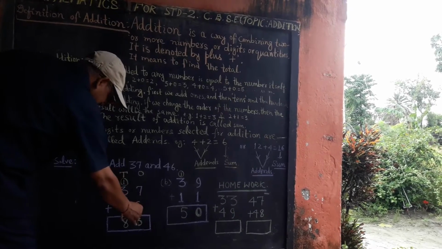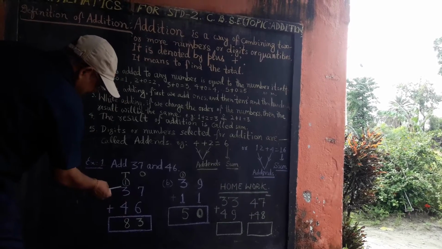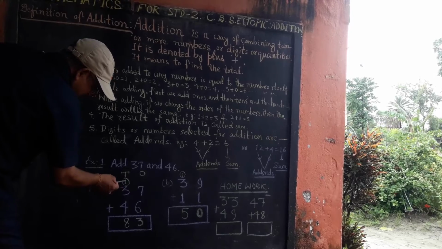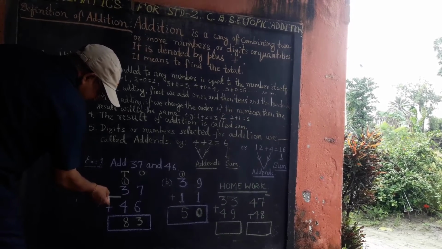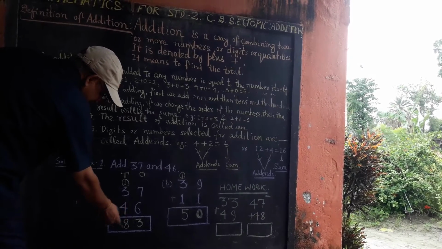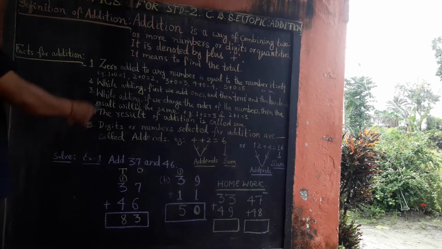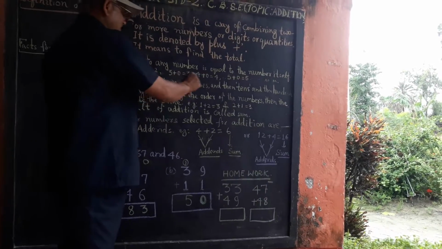7 + 6 = 13. 3 is here and carry 1. Then this carried number has been inserted to remember it well. Then 1 + 3, 4 + 4, 8. So the result or sum is 83. This result is called the sum. In this way, this fact second becomes clear for you all.